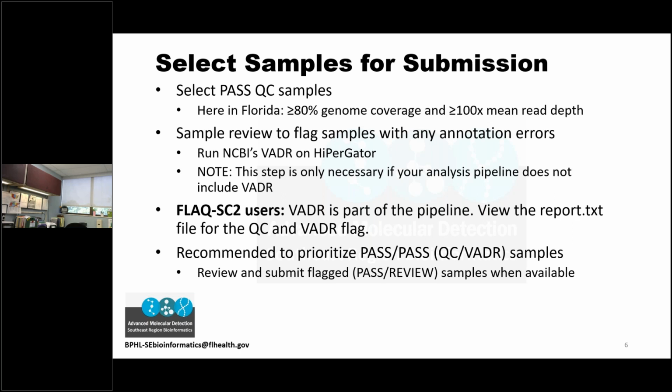For example, here in Florida, we submit anything that has greater than or equal to 80% genome coverage. Basically, we have a consensus assembly covering at least 80% of the reference genome, where each site has a minimum of at least 100x mean read depth. Other labs I've heard do 50% genome coverage.